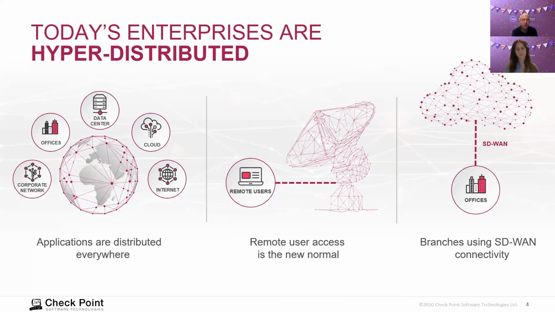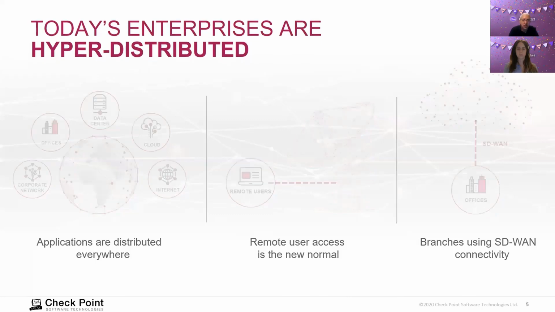And finally, branch offices, another element of connectivity in IT, recognizing that applications are no longer residing in a well-defined, distinct data center, are shifting to direct access to the internet and using SD-WAN and adopting all of that. These are major changes in IT that bring with them major changes in security challenges.